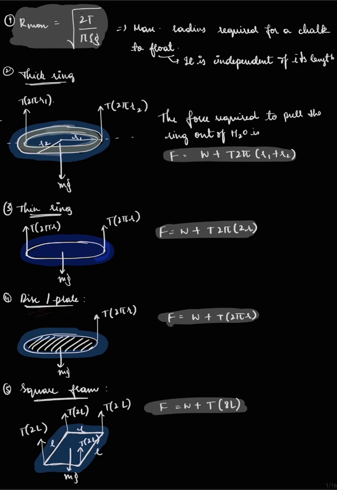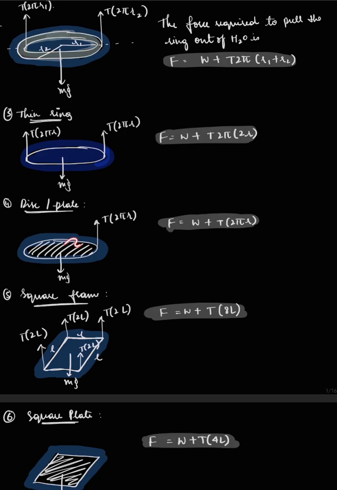Now for a disc or plate which is on the water surface, as you can see, first weight mg will act, and then again here there is only one radius acting, so T into 2 pi r. The force is W plus T into 2 pi r. This is the force which is required to remove the disc plate from the water.